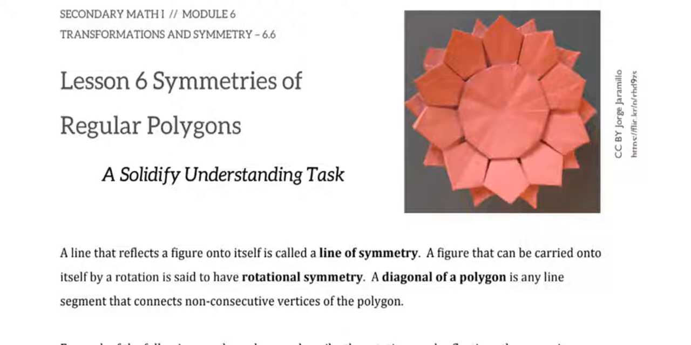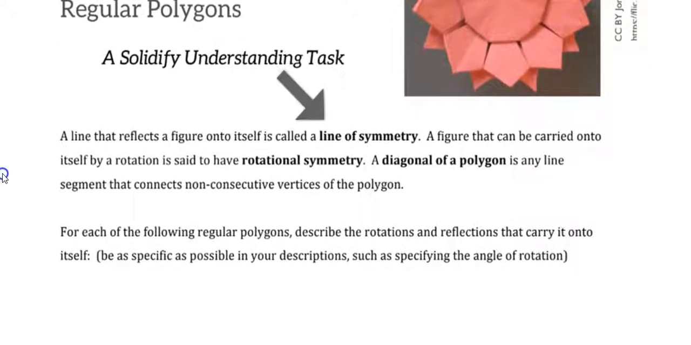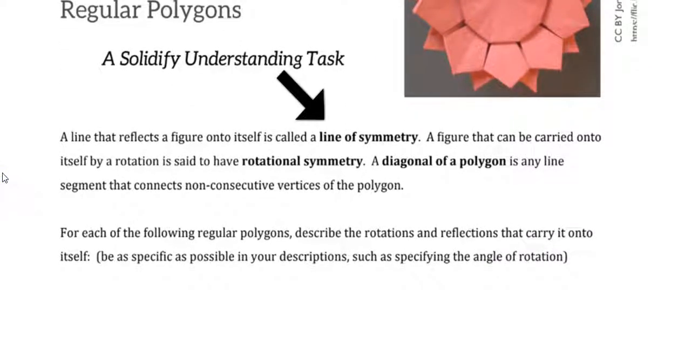A line that reflects a figure onto itself is called a line of symmetry. A figure that can be carried onto itself by a rotation is said to have rotational symmetry. A diagonal of a polygon is a line segment that connects consecutive vertices of a polygon.